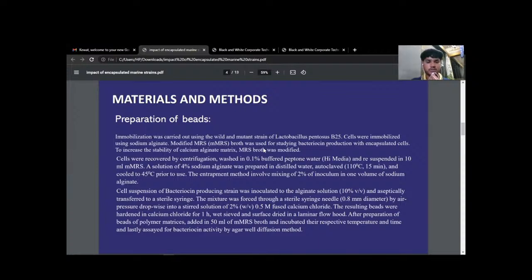Cell suspension for bacteriocin production was inoculated into the alginate solution and aseptically transferred to a sterile syringe. The mixture was forced through the sterile syringe needle by air pressure dropwise into a stirred solution of 0.5 molar calcium chloride. The resulting beads were hardened in calcium chloride for 1 hour, wet sieved, and surface dried in a laminar air flow hood. After preparation of the beads of polymer matrices, they were added to 50 ml of MRS broth, incubated at their respective temperature, and lastly assayed for bacteriocin activity by agar well diffusion method.